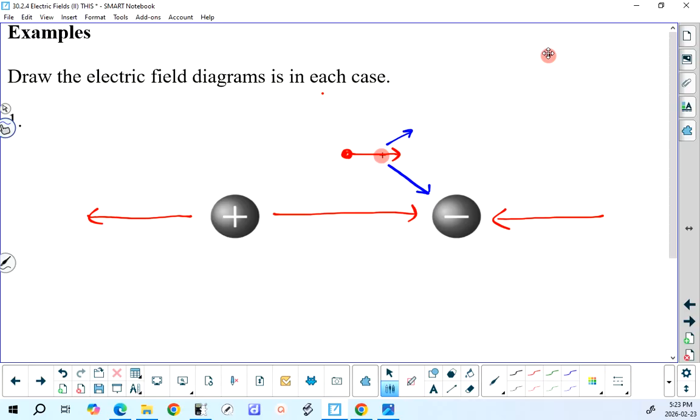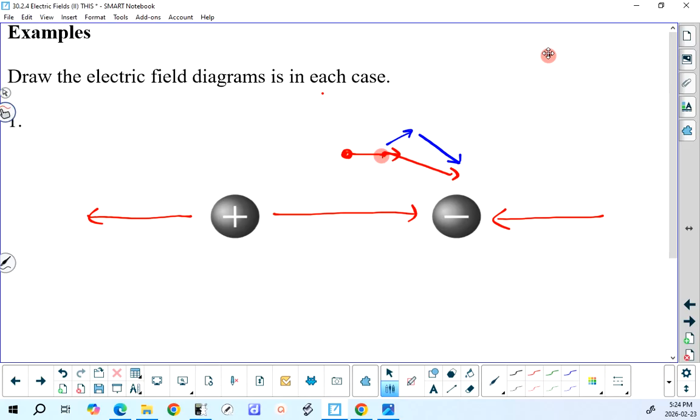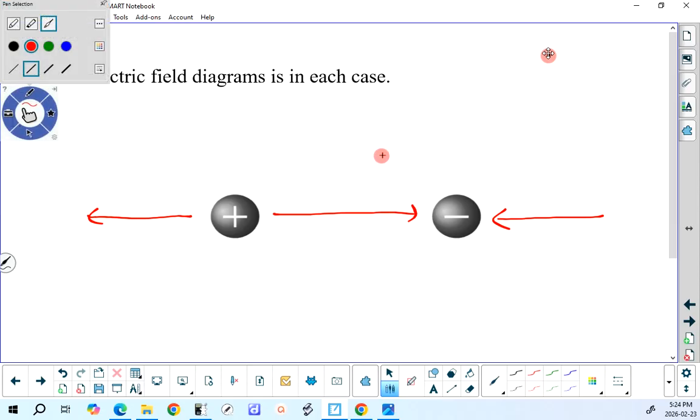And if you draw these two blue vectors tip to tail, what you end up with now is a direction of the electric field here being angled down because that one vector is longer. So how do we draw a seamless electric field diagram that represents this? What we do is we draw the following.